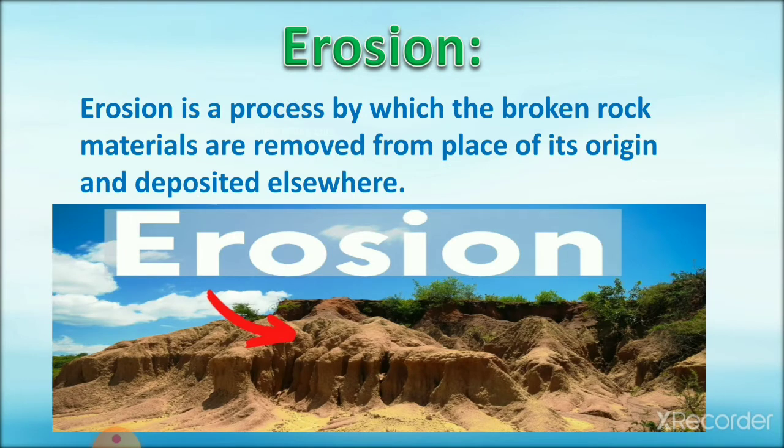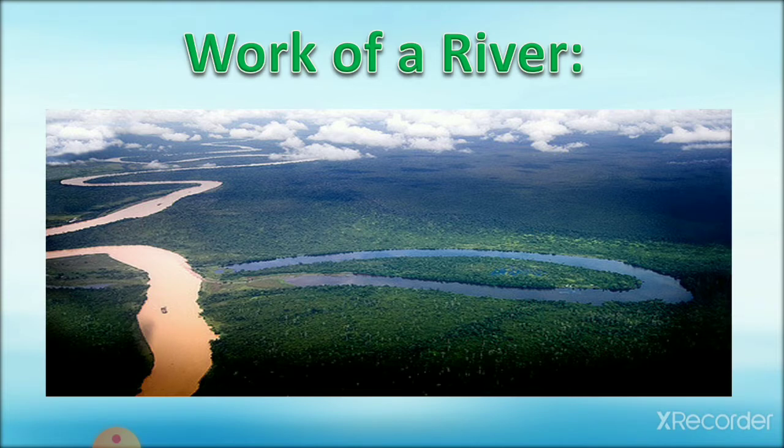Erosion. It is the process by which the broken rock materials are removed from their place of origin and deposited elsewhere. The main agents of erosion are running water, rivers, sea waves, moving ice, that is glaciers, and wind. First of all, we will be looking at the work of rivers, and how they are responsible for various landforms.